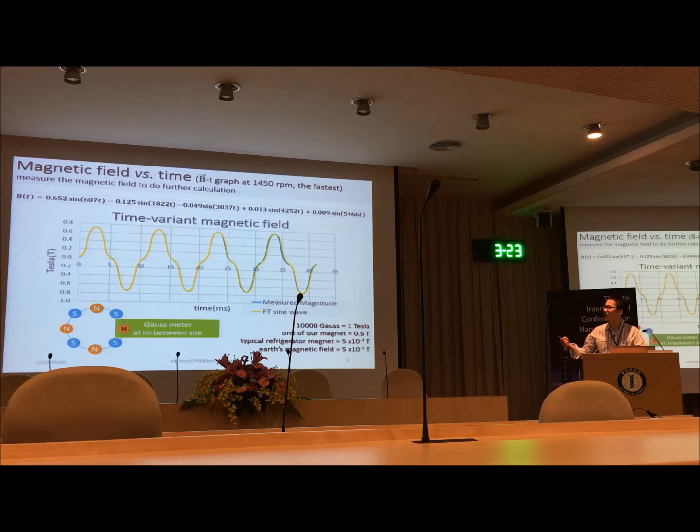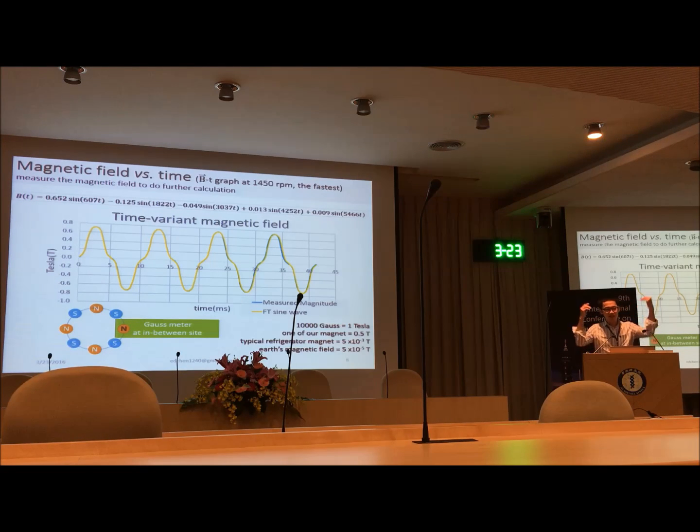We made a measurement of our rotor. This is our rotor, and we put a Gauss meter, which is a device to measure the magnetic field strength, here at the in-between site. In every revolution, it will generate a magnetic field like this, because there are 8 magnets: 1, 2, 3, 4, 5, 6, 7, 8. We did the Fourier transform for our magnetic field strength, and we regenerated it with a sine wave like this, and you can barely see the blue line behind the red line, behind the yellow line, because we fit it really well.